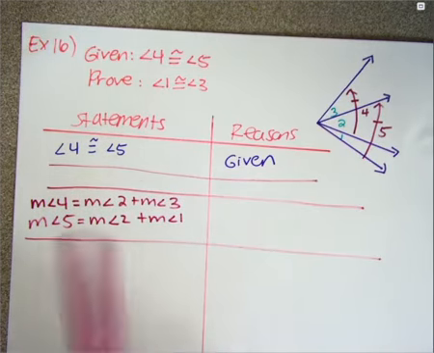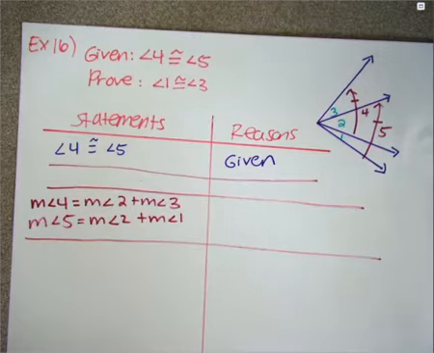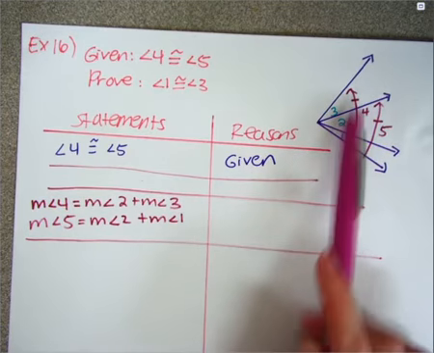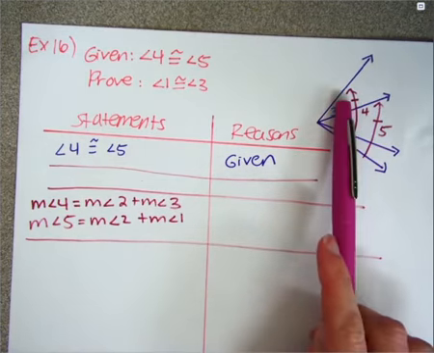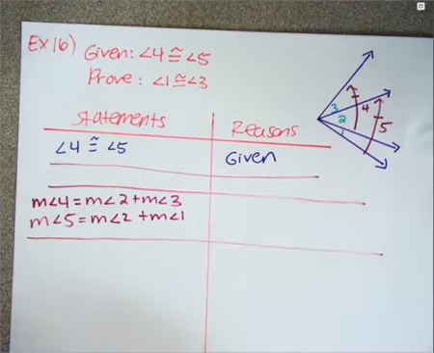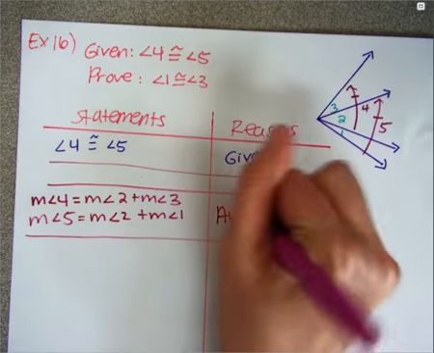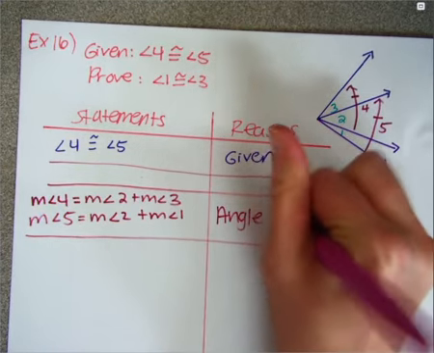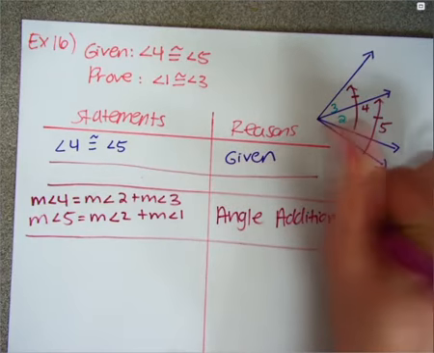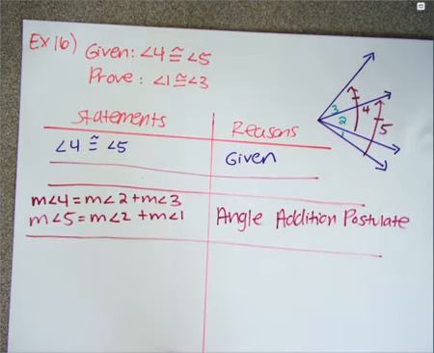What is that lovely theorem, definition, or postulate that we use when we show that a larger angle equals the two smaller angles within it? Or when we add angles together to get the larger angle? What is that called? You guys are too cool for school. You guys always know the answer. It is the angle addition postulate, since we're dealing with angles. So angle addition postulate. Gotta say it fancy like that. Angle addition postulate. You have to say it fancy.